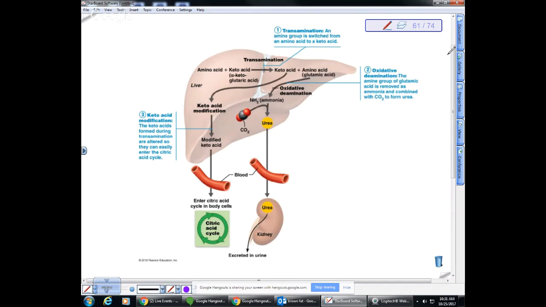So it can make your blood too acidic, and that can be a life-threatening thing, too, that is associated with famine. So that is the metabolism of proteins in the liver.